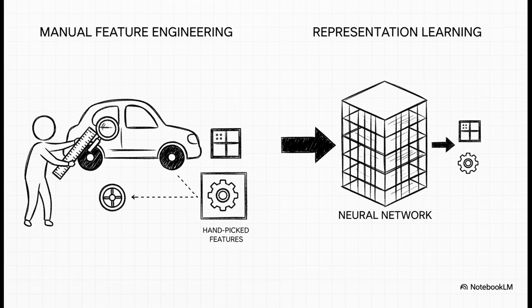We move away from what we call manual feature engineering, which is where a data scientist painstakingly handpicks what the model should look at, and we move into representation learning. This is where we just give the neural network the raw data and we say, you figure it out. It learns the most useful patterns and features completely automatically.